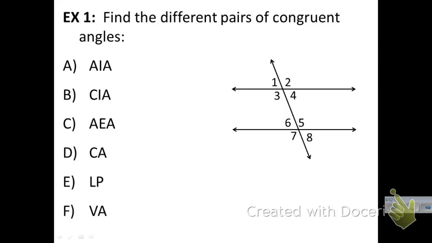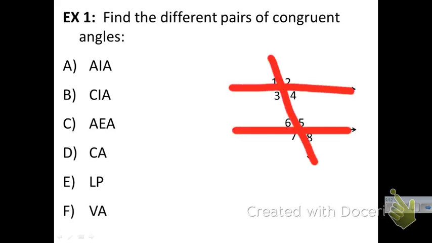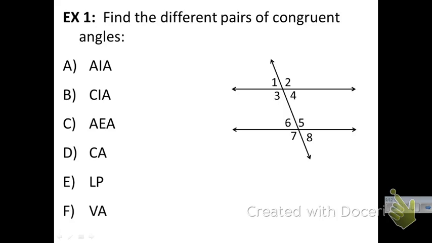Okay, example 1 says find the different pairs of congruent angles. Now this is a little misleading because they're not all congruent. The majority of them are, so I may change that wording when we get to specific angles. So we're looking for all AIAs. AIAs are alternating, so they're on different sides of the transversal and between the lines. So we're looking at 4 and 6. These are the ones that make the S, and 3 and 5. So we would say that angle 3 is congruent to 5, and the other pair, angle 4 is congruent to 6.